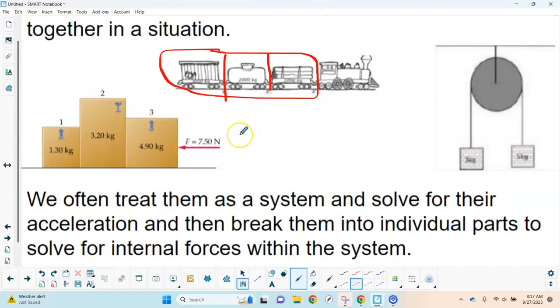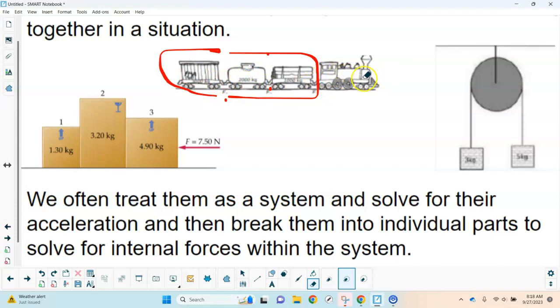We're going to talk about what's called external and internal. So external would be anything that is outside of your system, and internal would be those forces that are within your system. If we're talking about this train car real quick, let me circle it. I put a red circle around the train cars, which are going to be our system. And these forces that are in the circle, we can't really do anything with those. We can just worry about the forces on the outside.